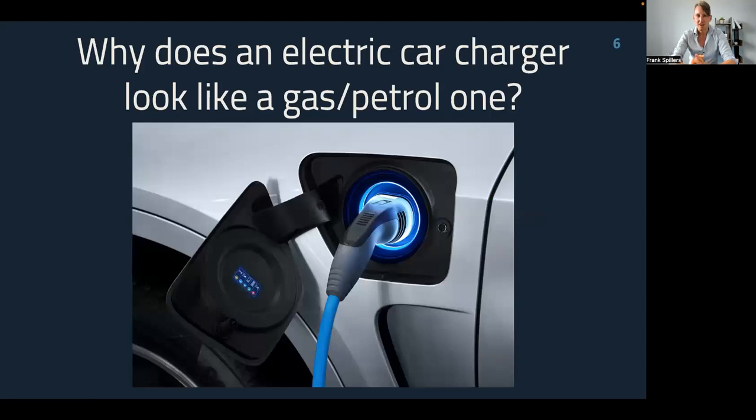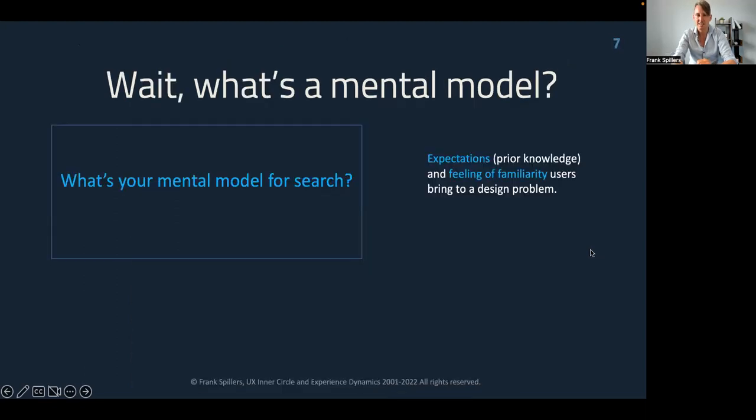Think about an electric car charger. Why does it look like a gas or petrol pump? The reason is that people have been using the petroleum-based one in the same way for a very, very long time, and it just makes sense, right? And so this is how a lot of design decisions are made. But then we also innovate, and the question is, do we always have to have it look like the gas tank?